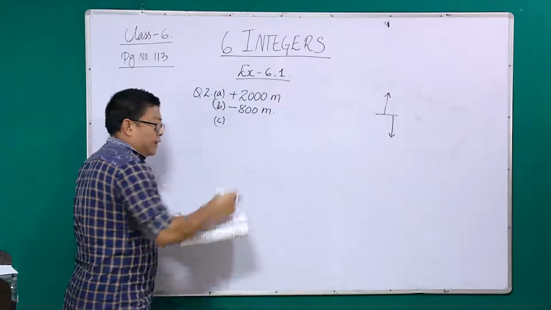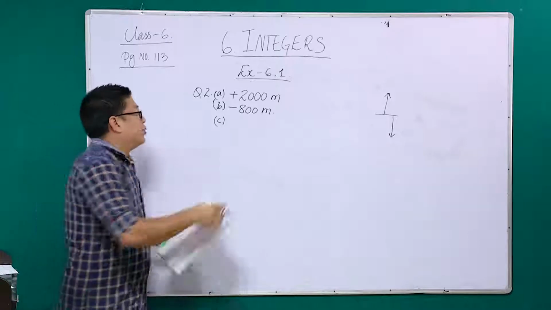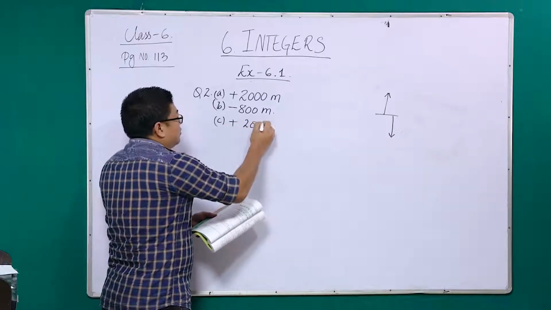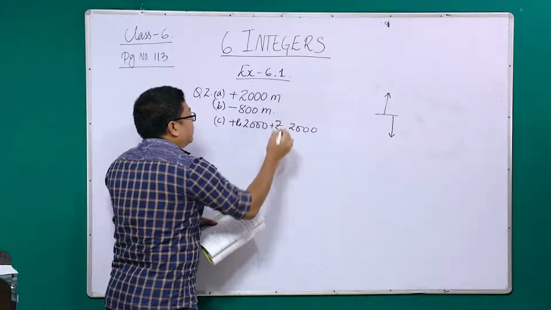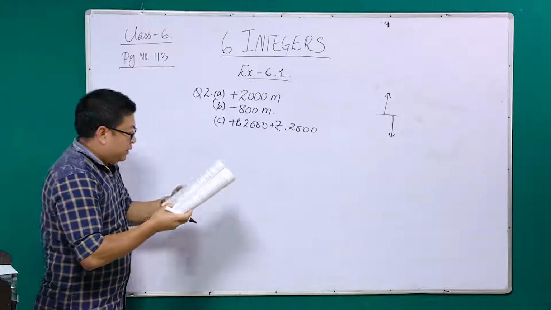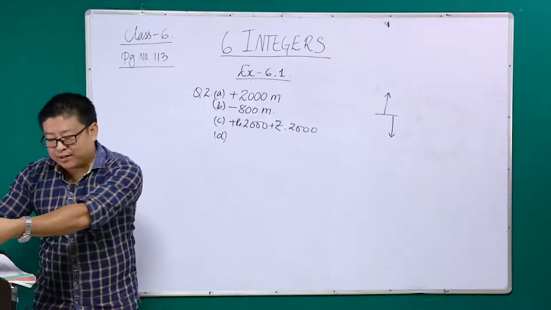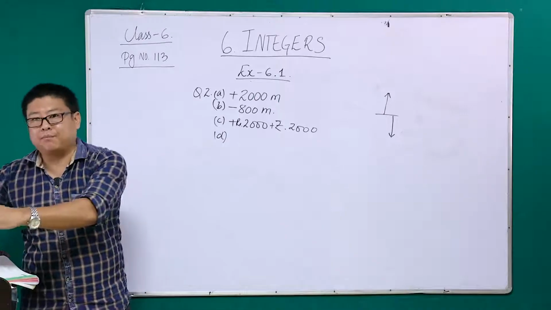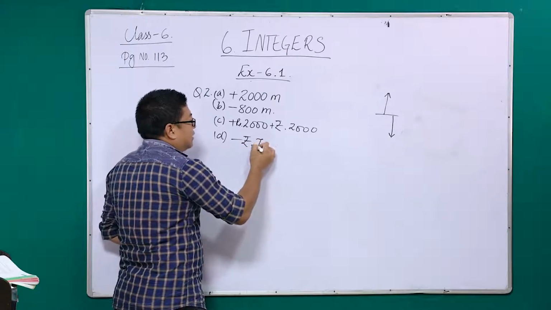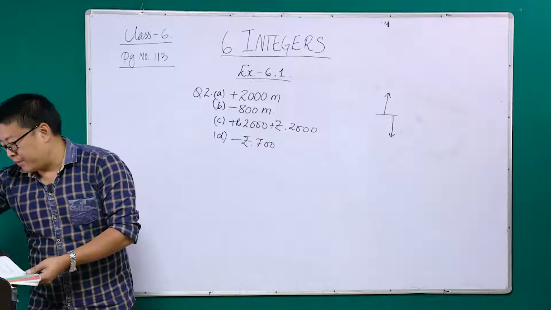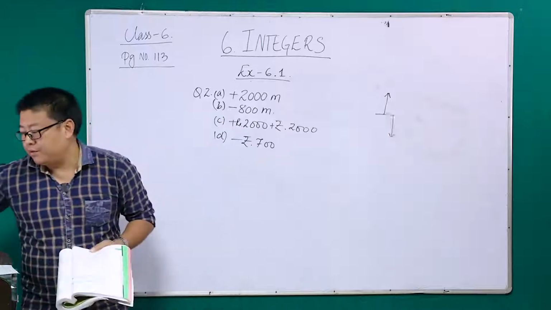Similarly, C, a deposit of 2000 rupees. Deposit means you are adding money, right? So it will be plus 2000 rupees. For the last one, withdrawal of rupees 700. Withdrawal. You have some money, you are taking away 700 from that money. That means you are subtracting, minus 700. All right? So with this, we have finished with question number 2.